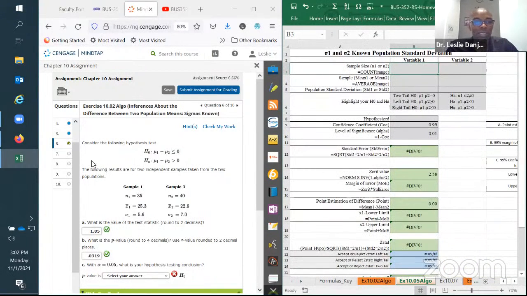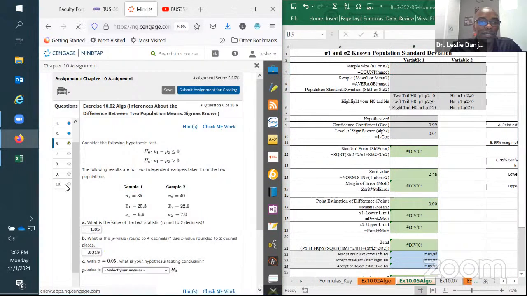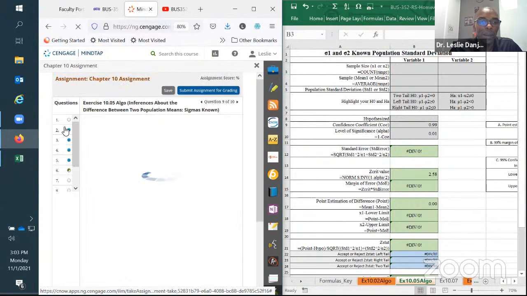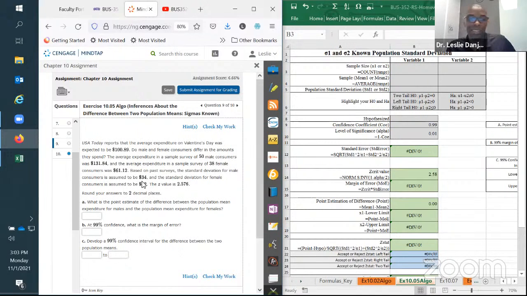Make that a little smaller. 10.05. Bam. All right. So in this one, they're providing you the word problem. I'm not going to take the time to read through all of this. What I normally do is look at the numbers, plug it in, and then answer the questions. For me, the wording might be a little confusing. So what I do is I look for the main things that I need and I plug it in. So we got the average expenditure on Valentine's Day expected to be this amount right here.